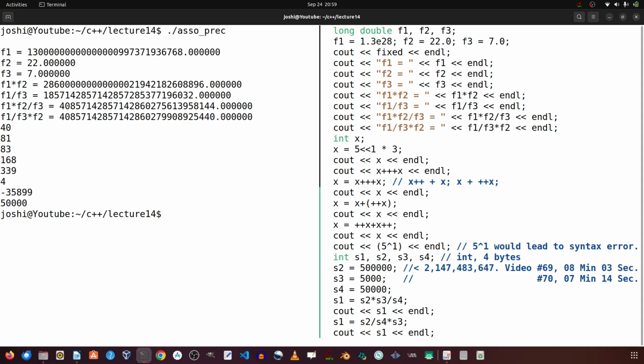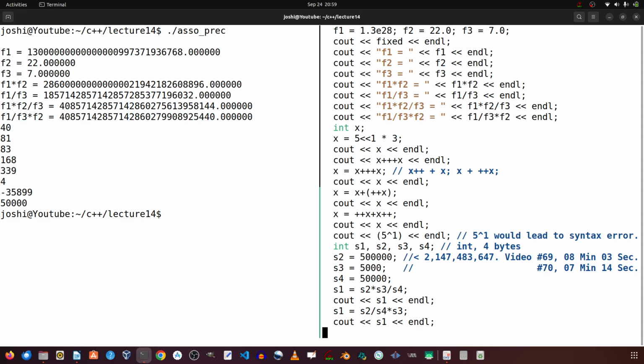Okay, and next, I have assigned f1 this in scientific notation, 1.3 e to the power 28, f2 22.0, f3 7.0. You may immediately recall that in the previous video we tried to calculate the ratio of 22 divided by 7. So same values I have taken. Now I want to see the values in fixed notation.